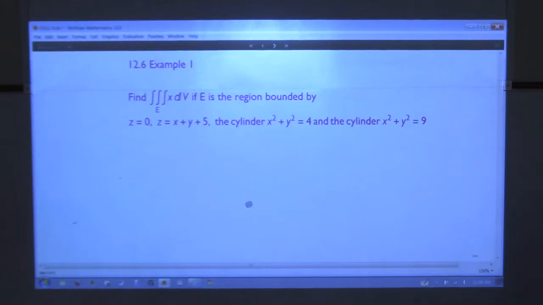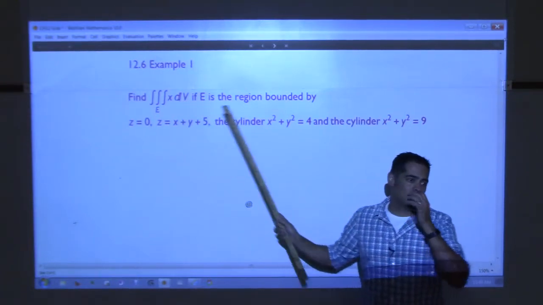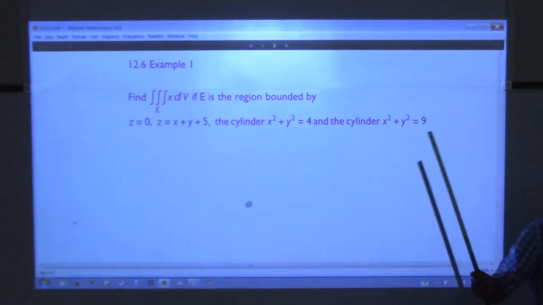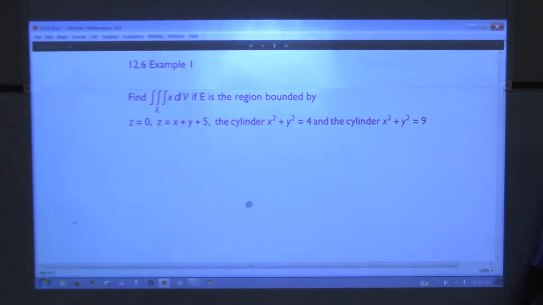All right, let's evaluate this triple integral. So I'm doing a triple integral of x dV. This is not a volume, right? This is not going to give us the volume of E. This is going to be some other numerical value that means something. I don't know, maybe it's the mass of something.